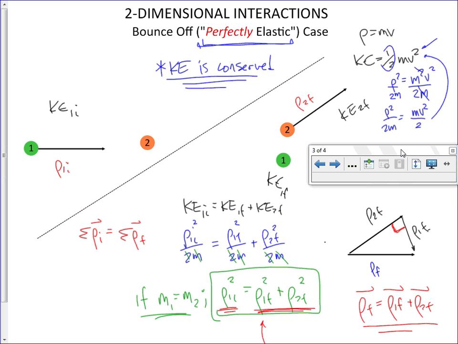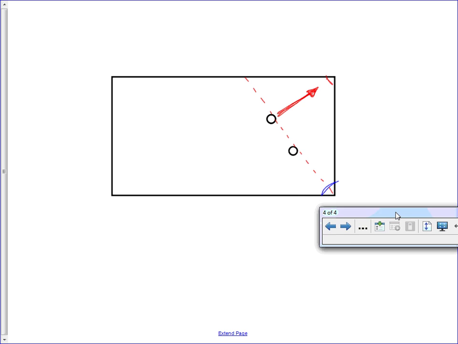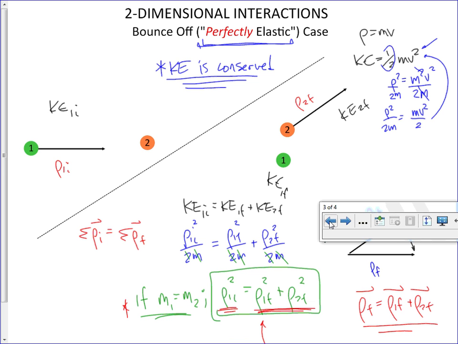And a big deal here: if you see a reference to something being perfectly elastic, or if a question asks you, is this a perfectly elastic collision? What they're asking is, is kinetic energy conserved? In a perfectly elastic collision, kinetic energy is conserved. We did all this stuff about a special case where masses are equal. In that case, the two objects have to end up moving at right angles to each other. And therefore, if and when you're playing pool, be careful.